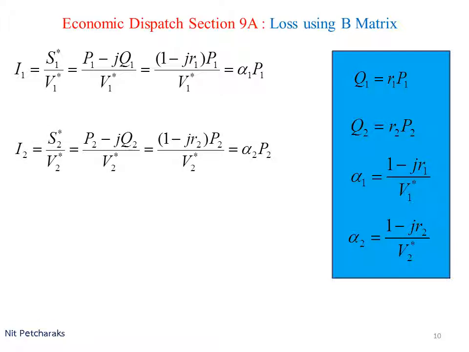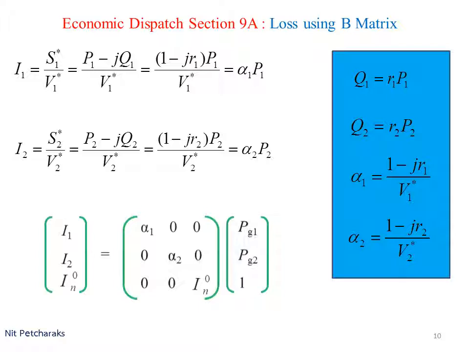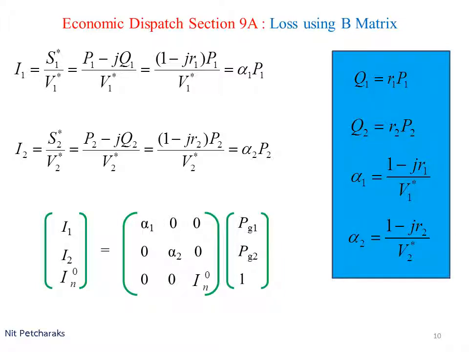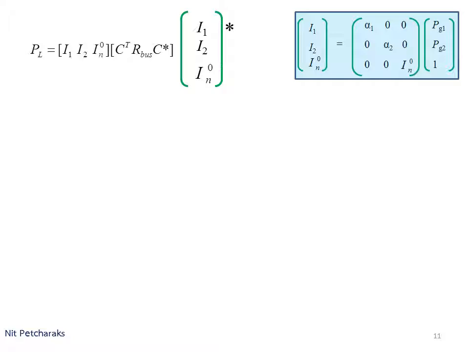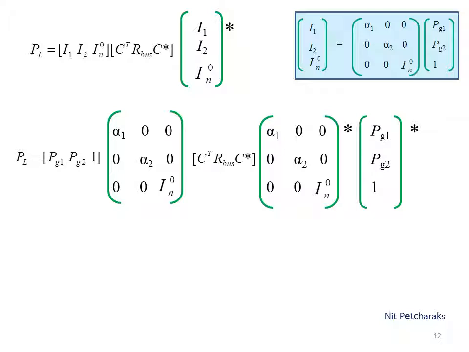We can find that of I2 in the same manner. Put them in a matrix form. From the last 2 slides, we've got these 2 equations. Replace I1, I2, and IN0 in terms of real power PG1 and PG2.